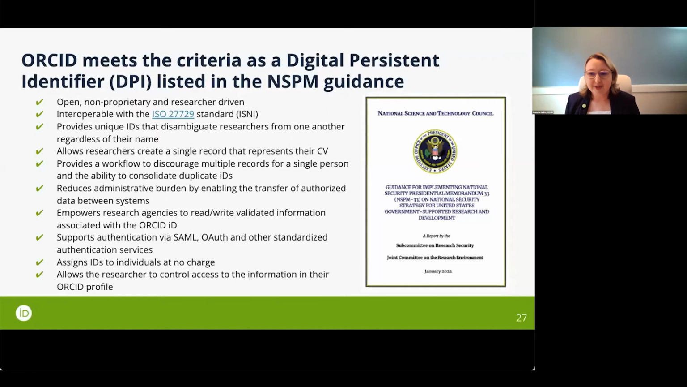So as Lori mentioned earlier, we're happy to say that ORCID meets the criteria listed in the recent NSPM 33 guidance, and we'd like to highlight 2 key points. First, we allow researchers to create one profile to capture the full list of research-related affiliations and activities. We discourage researchers from creating multiple records, and we enable them to deprecate secondary IDs if they happen to be created. Second, we have worked hard over the past 10 years to connect ORCID to the systems of major publishers and funding agencies around the world, so they can both read and write data to the ORCID profiles of your researchers.